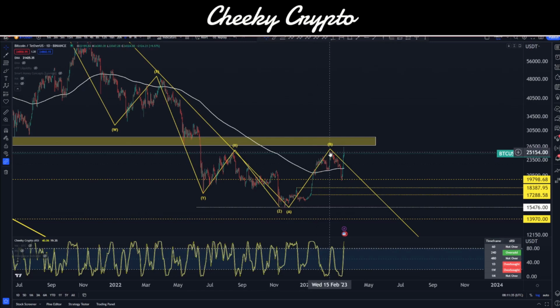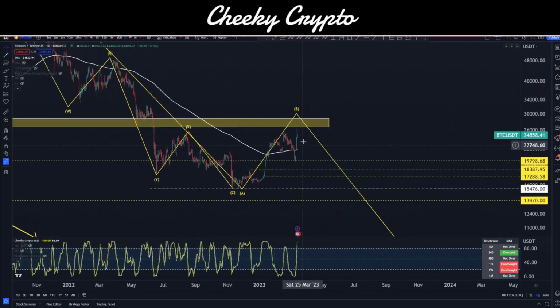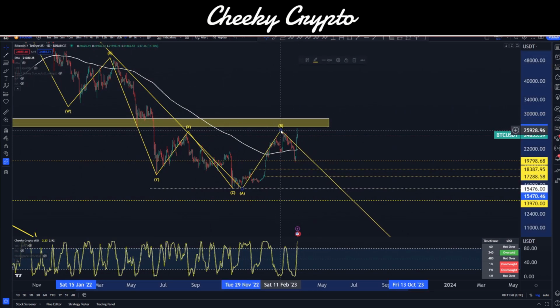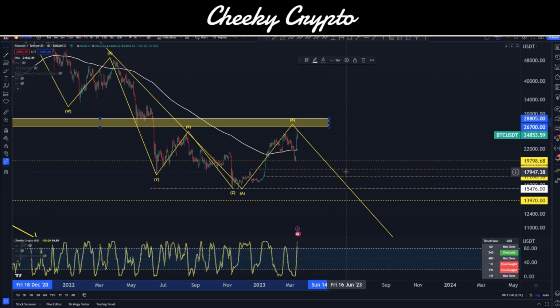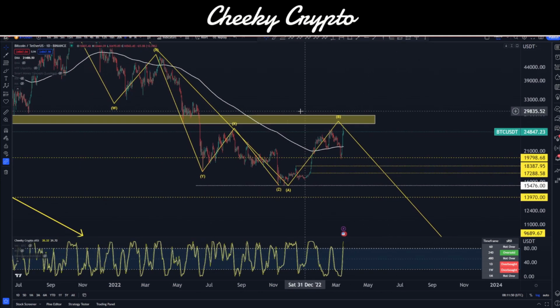Now, we're in a B wave movement, potentially over a bigger macro move to the downside. So it's going to be interesting to see how that plays out. Ultimately, I think resistance is going to be found right up here between 26,700 and 28,800. And we'll see how that plays out on that macro scale as well.